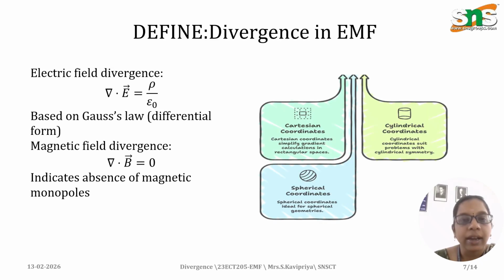Next is divergence in an electromagnetic field. First, let's discuss divergence in the electric field and then the magnetic field. When we apply divergence to the electric field, we get the result rho by epsilon, where rho is the charge density and epsilon is the permittivity. When we apply divergence to the magnetic field, we get the result zero. This indicates the absence of magnetic monopoles.